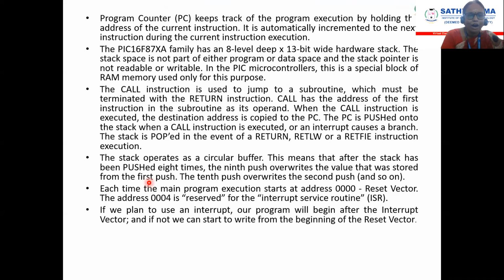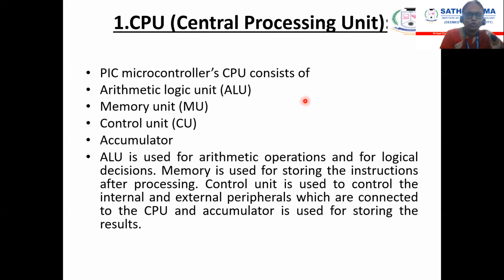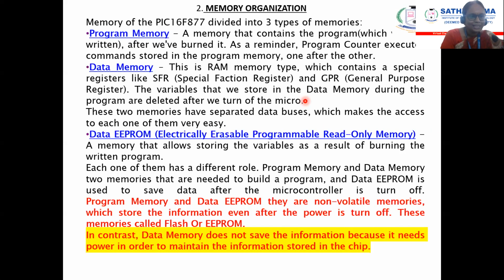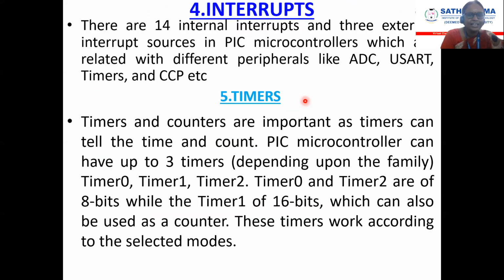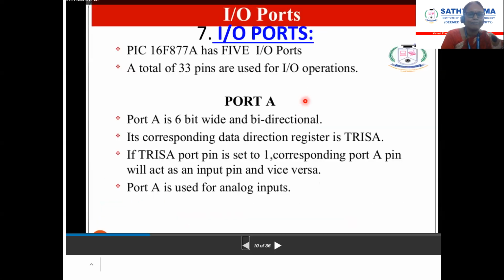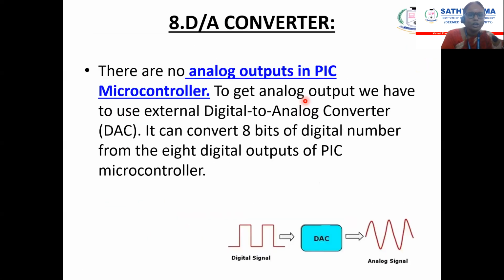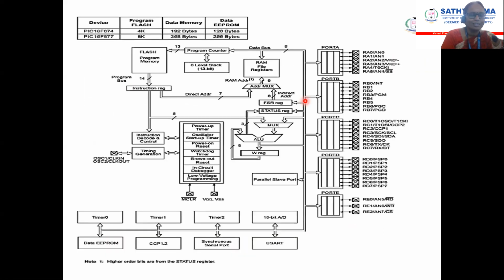I think you have to explain this alone for your architecture. So you have to explain the CPU, second memory organization. Okay, then leave all this slide. Third serial communication, fourth interrupt, fifth timer. Okay, sixth CCP, seventh IO ports. Okay, eighth, ninth, and then finally you have to draw this diagram.